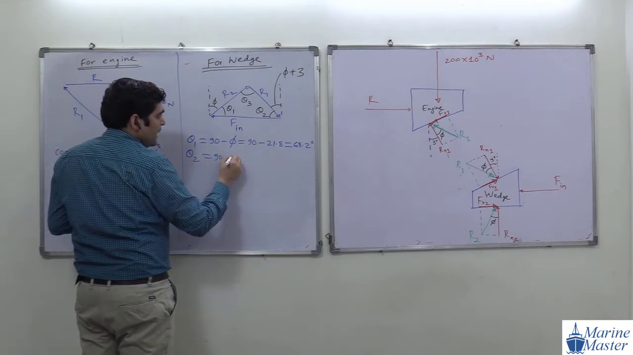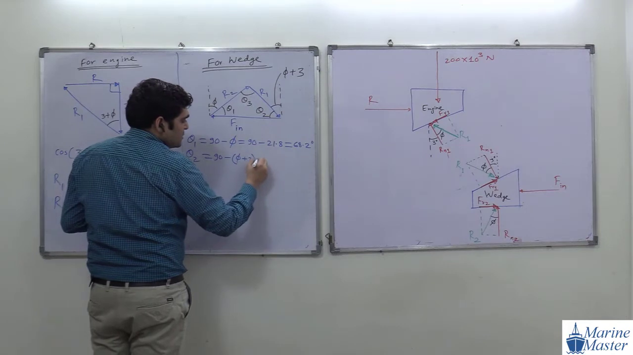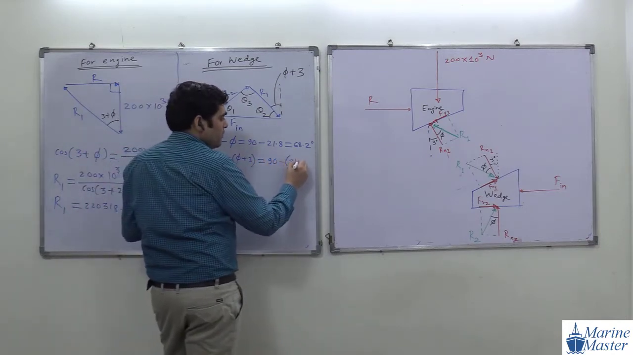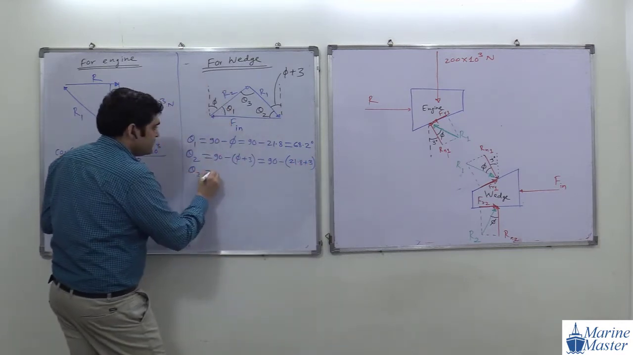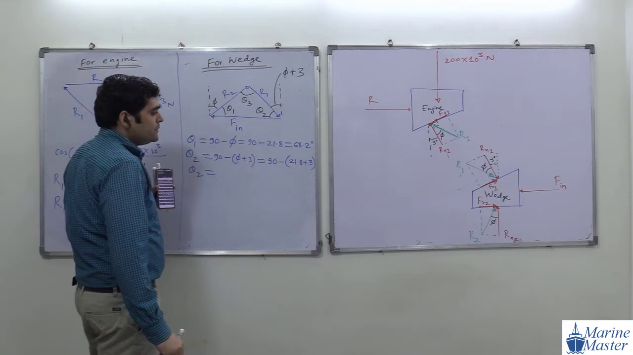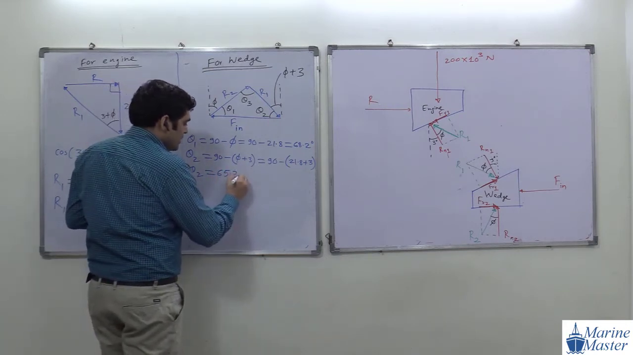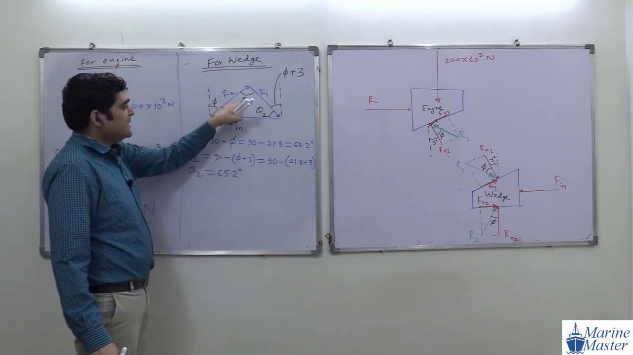Then theta 2 will be what? 90 minus how much? 90 minus 5 is how much? 21.8 plus 3. So please everyone do the calculation. How much, guys? 65.2 degrees. Okay. So we got theta 2 and we need theta 3.